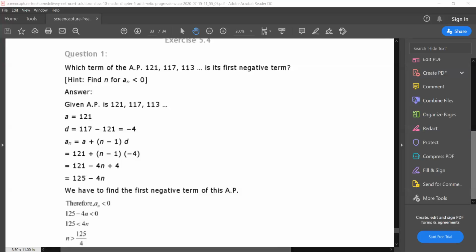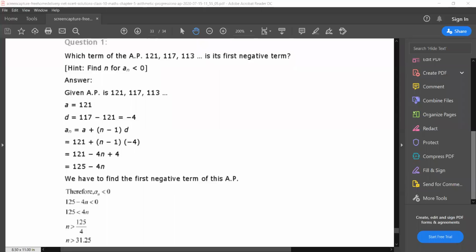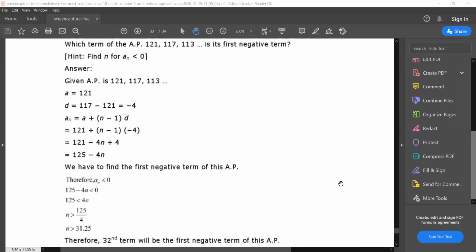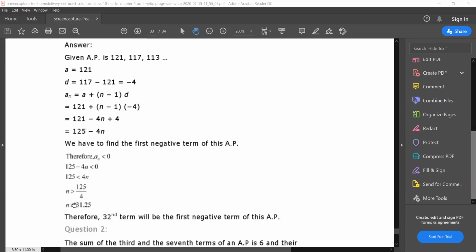125 upon 4. A term number can never be in the form of a rational number or a decimal. Term ना तो कभी rational number की form में होती है ना ही कभी decimal number की. So we get n must be greater than 31.25. After 31.25, which term do we get? 32nd term. 31 point में कभी नहीं आती, तो 31 से बड़ा कौन सा नंबर है? 32. The 32nd term will be the first negative term of this AP.